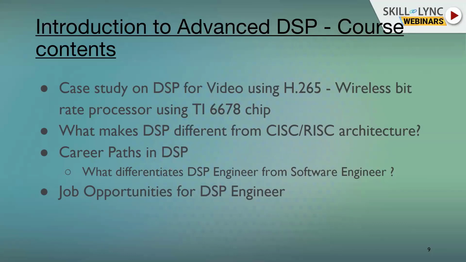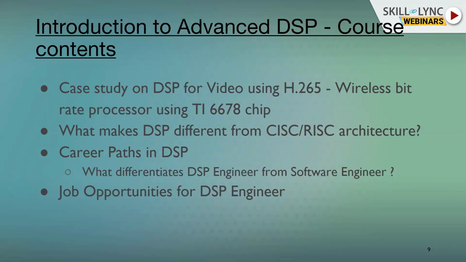I think most of you know about the H.265 standard, the ISO IEC H.265 standard. It's basically a video standard for encoding the raw video into a compressed video and helping in streaming the data on the network. The second thing is that you can also think about the bit rate processor for the 6678 chip, the Texas Instruments 6678 chip. This is actually for the wireless platform. Let me go through the case studies in the next slides.